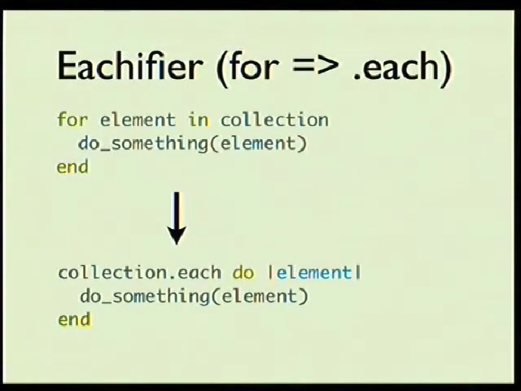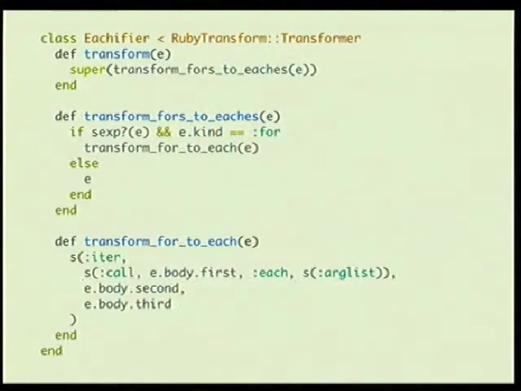OK, so let's look at a couple of examples using that tree walker pattern, just simple examples. So here's the first one from my first slide, converting the for loop into a dot each. And indeed, in the Ruby AST, there is a node type of for for the for loop. And for the dot each, it's really just a call. You're just calling a method on an object. So we want to transform the first AST into the second.